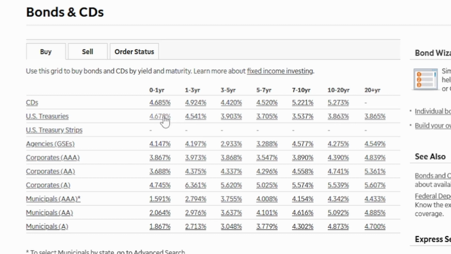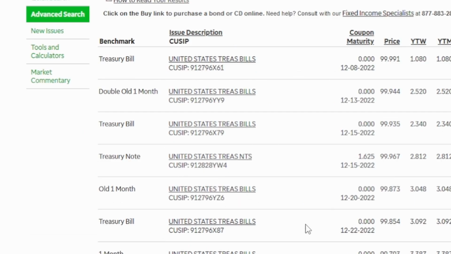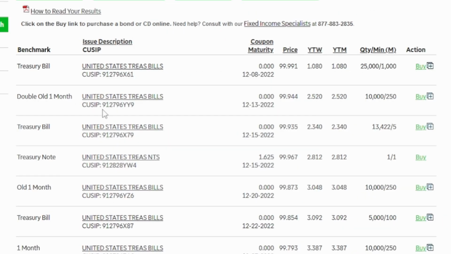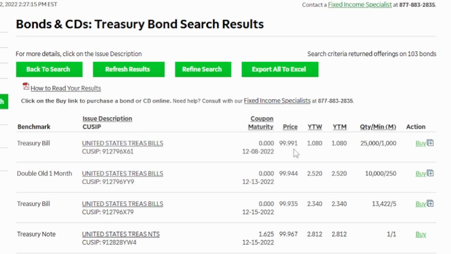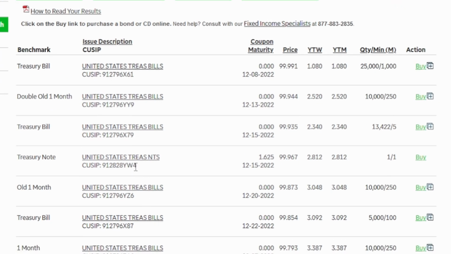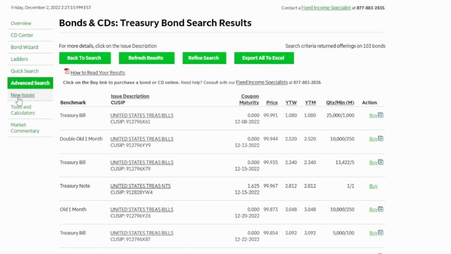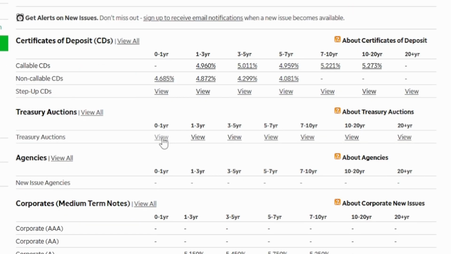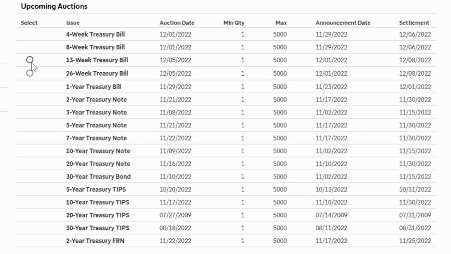Okay, let's click on 0 to 1 year. And now all of these are bills and notes, a note being more than 1 year and less than 10 years, a bill being 1 year or less. But if you have a 5-year note and there's 3 months left in it, it's going to trade like a Treasury bill. So that's why they have notes here as well. But let's look at new issues and Treasury auctions 0 to 1 year. And so there is a 13-week Treasury bill auction date 12/5 coming up.